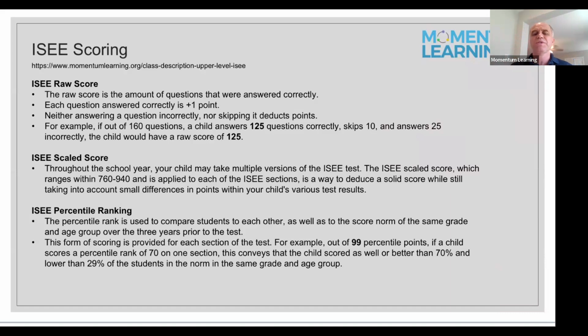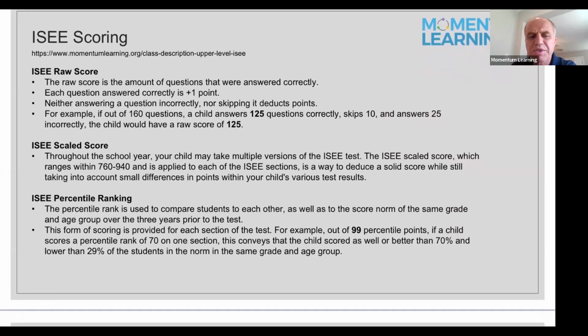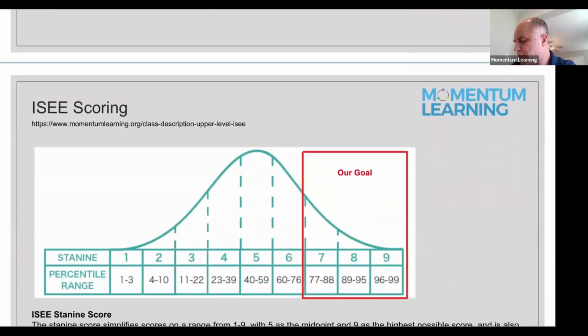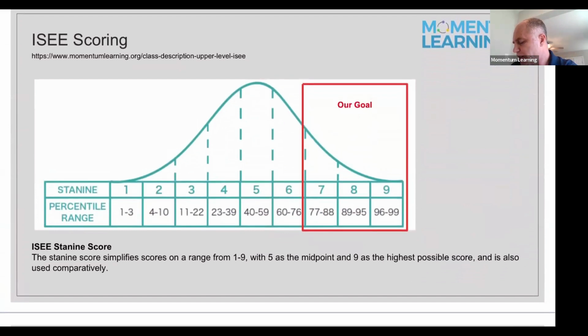Scores range from 760 to 940, used to compare performance across different test versions. Percentile ranking compares your score with other students of the same grade and age. Here, for example, there is a scoring graph. This is a normal distribution, and you need to be over the 76th percentile, so you have to be in the first 25, 26%.